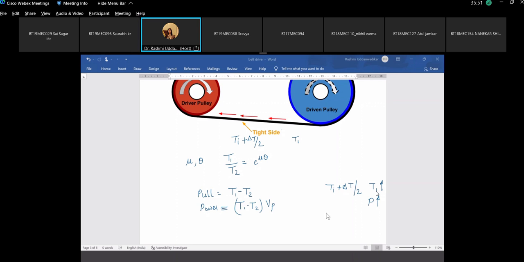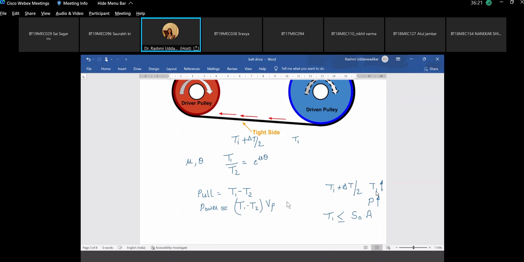So this tension T1 must be less than the strength of the material and the cross-section area. So the tension T1 cannot exceed its strength. Depending upon what material we are selecting and what is the cross-section area of the belt, T1 should always be less than this. Otherwise, if you go on increasing T1 because you want to increase P, the belt would fail. There would be a material failure.